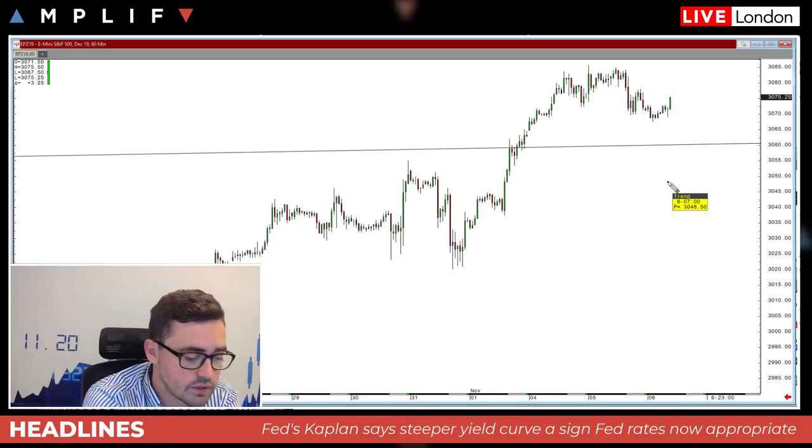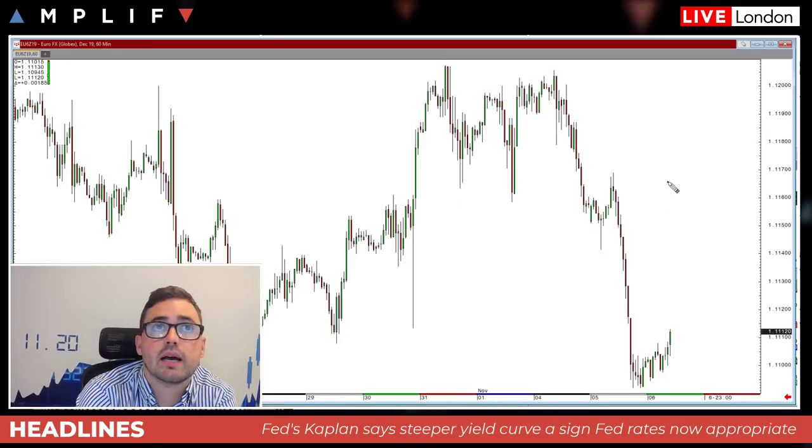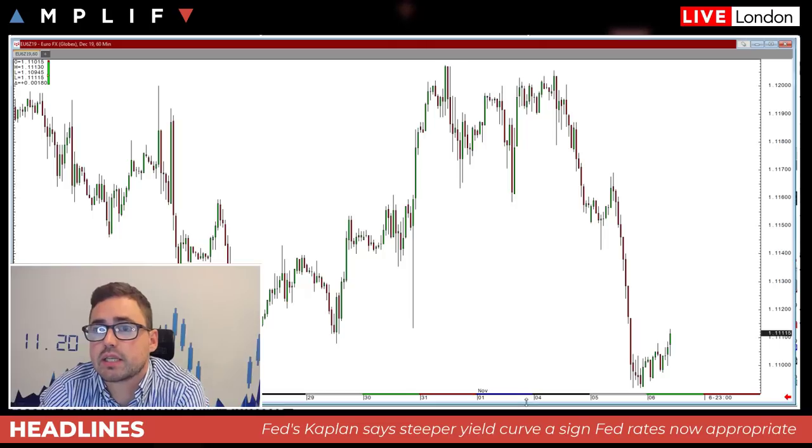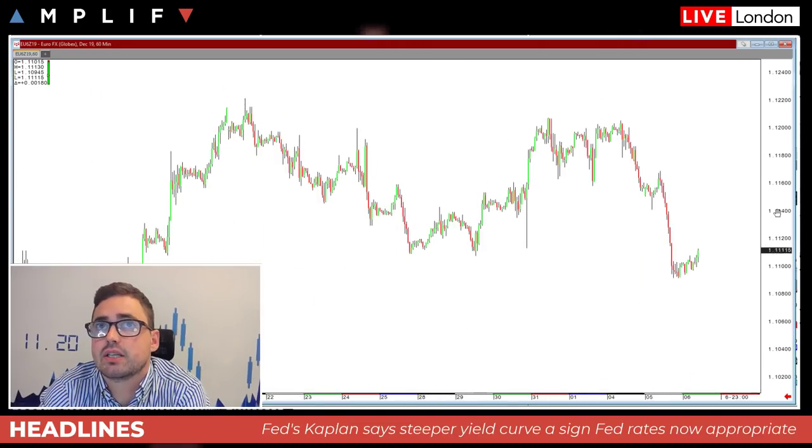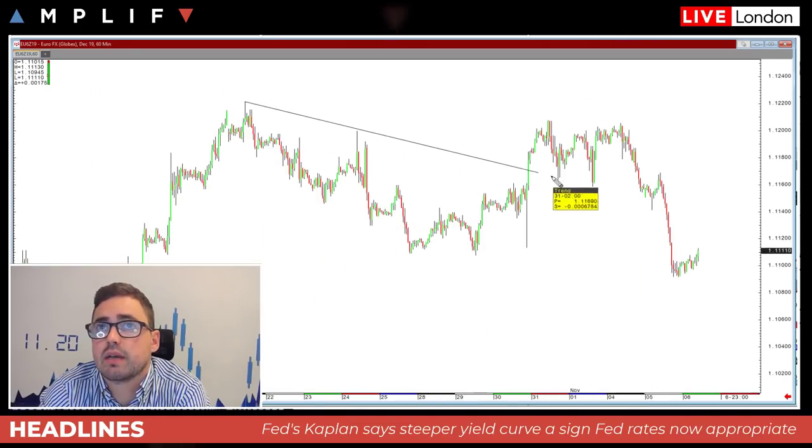There's a couple of nice levels as well in the euro, which I would have as lines in the sand as well. I'm just going to bring in here on a 60-minute chart, just looking at the previous high that we had on the 21st.